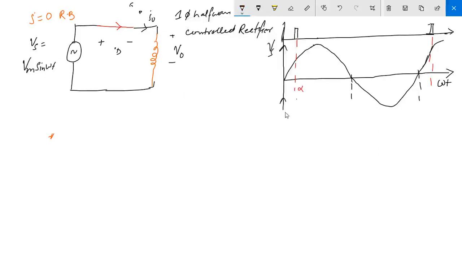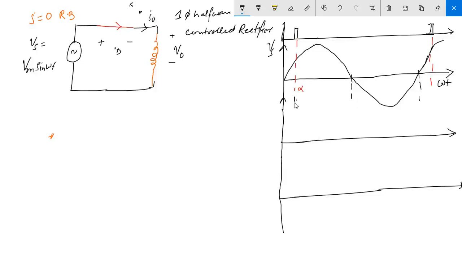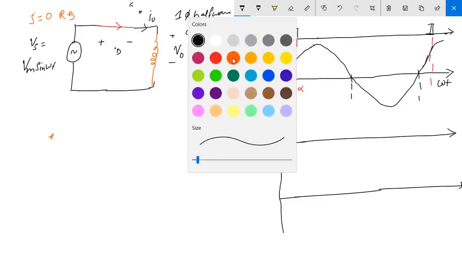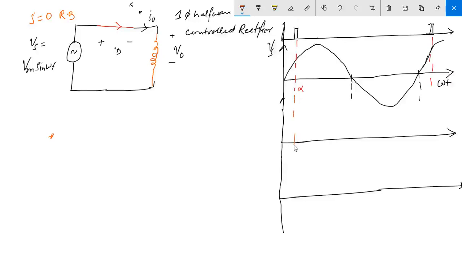So let us draw the waveform. What happens with the inductor? If you are drawing it, just have a look at what we did with the inductor in the last uncontrolled case. There you will find some difference. So that difference must be noted here. That's why I am especially trying to tell you what will be the difference.